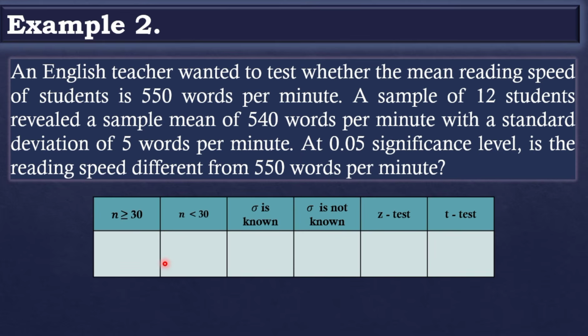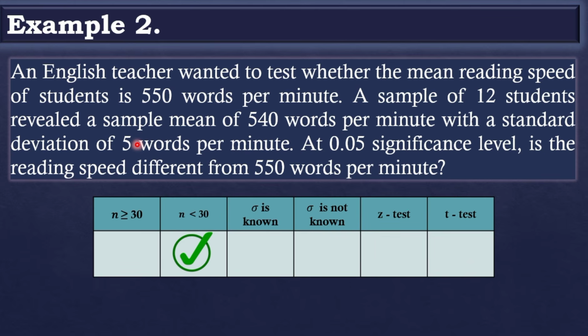So, based on the problem, ano yung mga given natin? Ano yung sample size natin? Ang sample size natin is 12. So, yan ay less than 30. And then, we revealed the sample mean of 500 words per minute with a standard deviation of 5 words. So, yung standard deviation of 5 words per minute dito, yan ay sample standard deviation. Tama? Ito ay sample standard deviation.